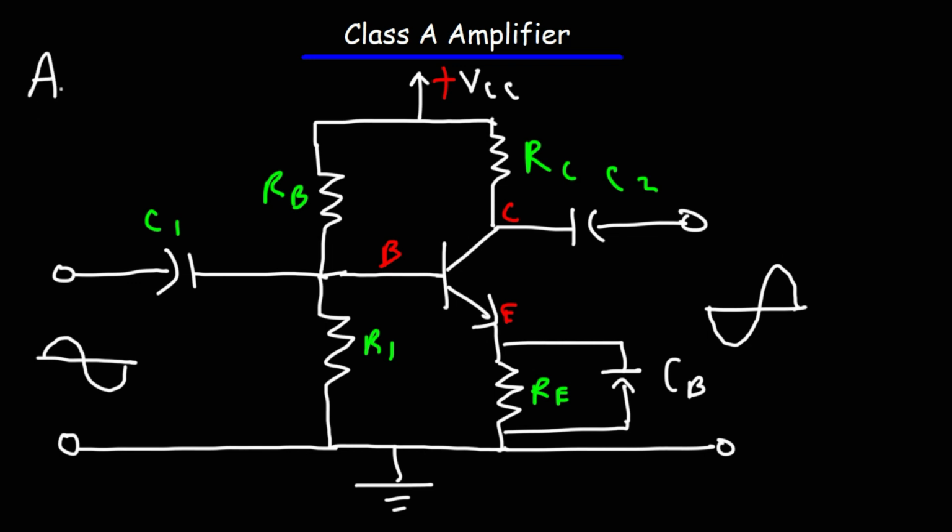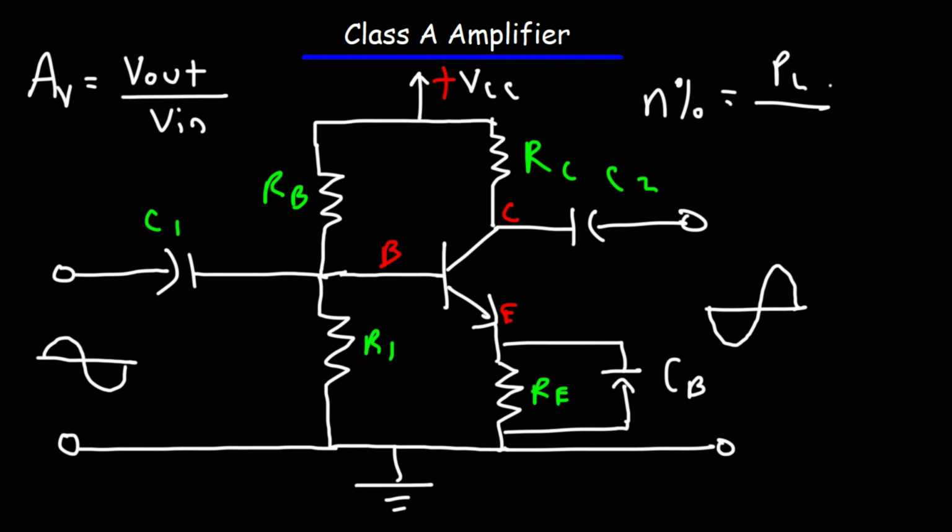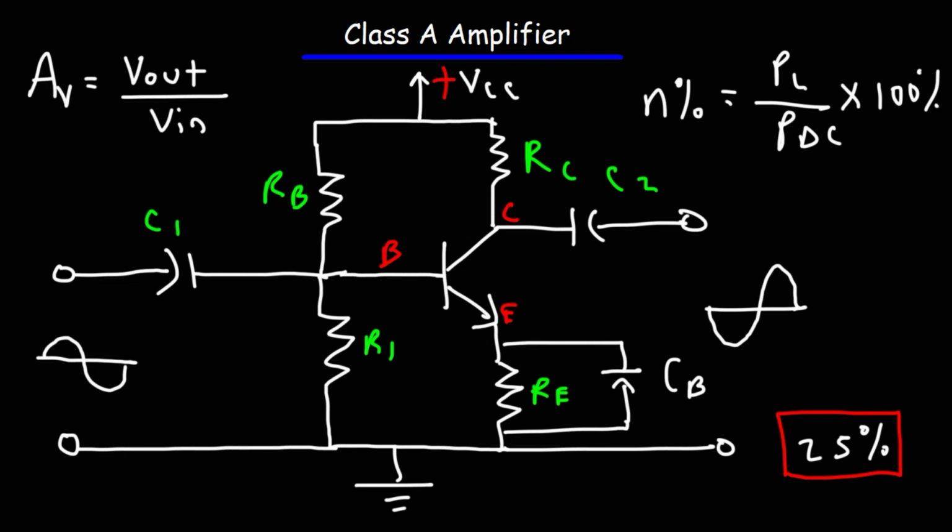The voltage gain of the amplifier is the ratio of the output voltage to the input voltage. The efficiency of the amplifier is the ratio of the AC load power divided by the power delivered by the DC power source, times 100%. So this is the Class A amplifier, also known as the common emitter amplifier. It has a maximum theoretical efficiency of 25%. The actual efficiency will usually be less than that, but that's the maximum theoretical efficiency.